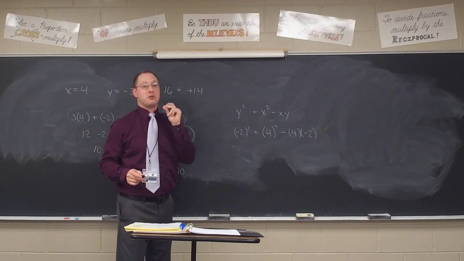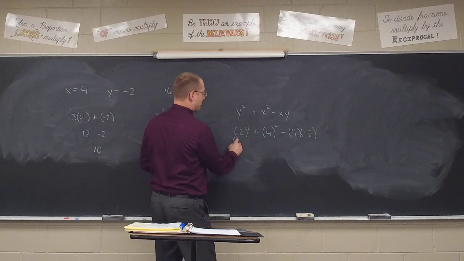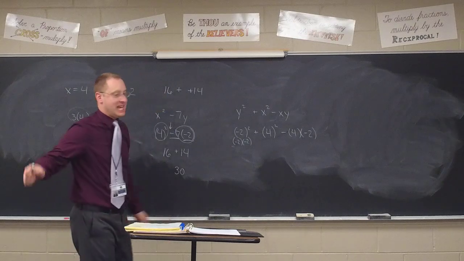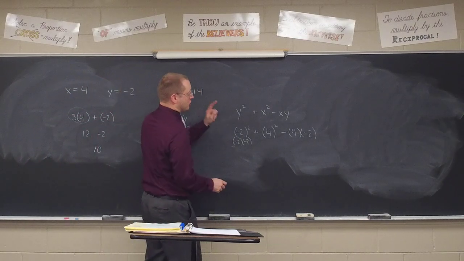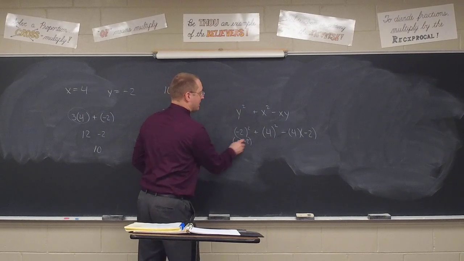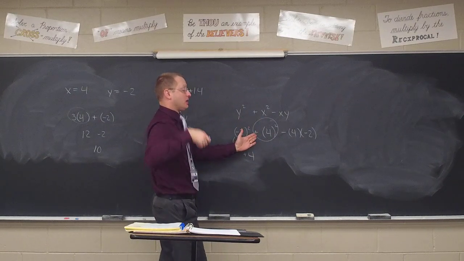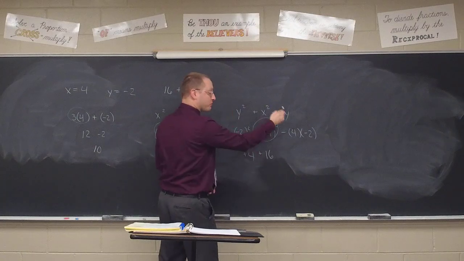What does squared mean, class? Times itself. When you multiply negative 2 times another negative 2, class, what does that give you? Positive 4, not negative 4. So we got to be very careful when you have a negative being raised to a power. It becomes a positive 4. And of course, right here, this becomes positive 16. Careful, 4 squared. 4 times 4 is 16.